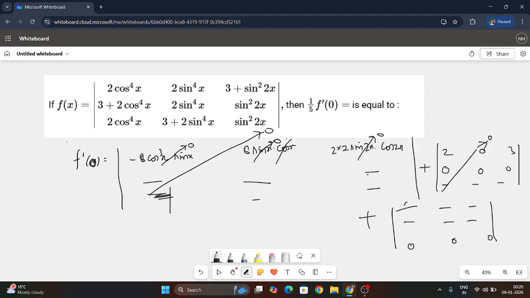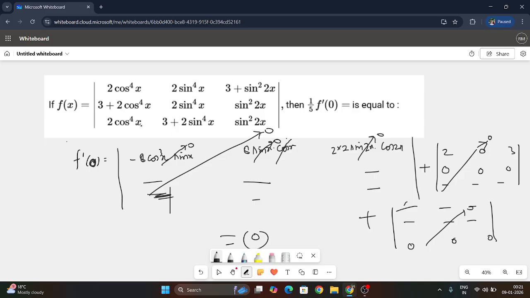If you solve all these things, you will get 0 plus 0 plus 0, which is 0, so the final answer is 0. So f'(0) is 0, and (1/5) f'(0) is going to be 0. So the final answer is 0. I think it is very clear to you, but please keep in mind that you have not to solve it.